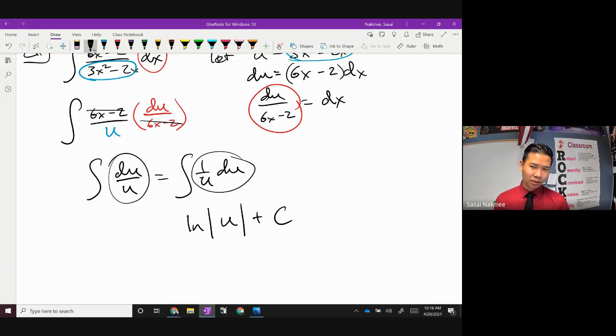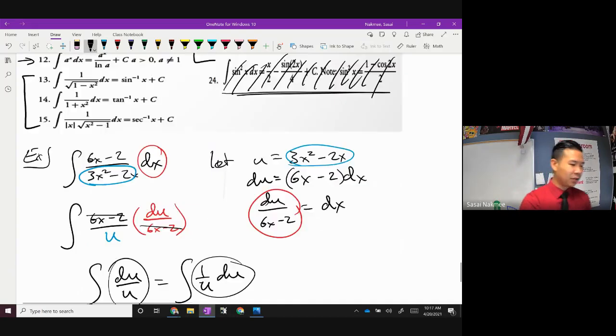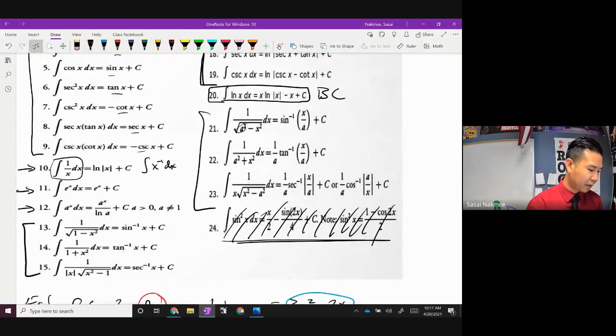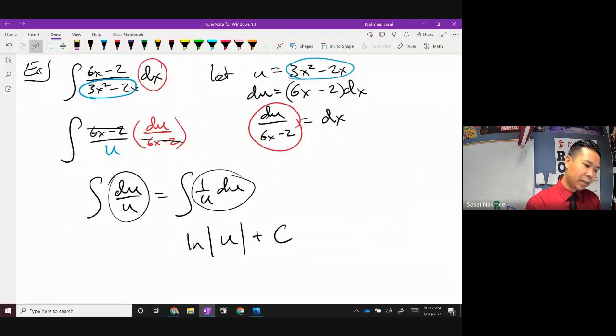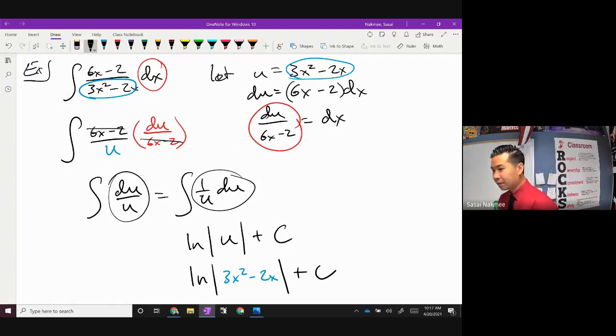Sometimes you need to rewrite certain functions so that they follow these rules right here that I'm asking you to memorize, right? Anyways, u is equal to 3x squared minus 2x, so I can rewrite this as ln of the absolute value of 3x squared minus 2x plus c. And that's your answer. Ta-da! Now, I know it seems like this one isn't as hard as the other one, but it's just because you're getting a little bit more used to doing this, right?